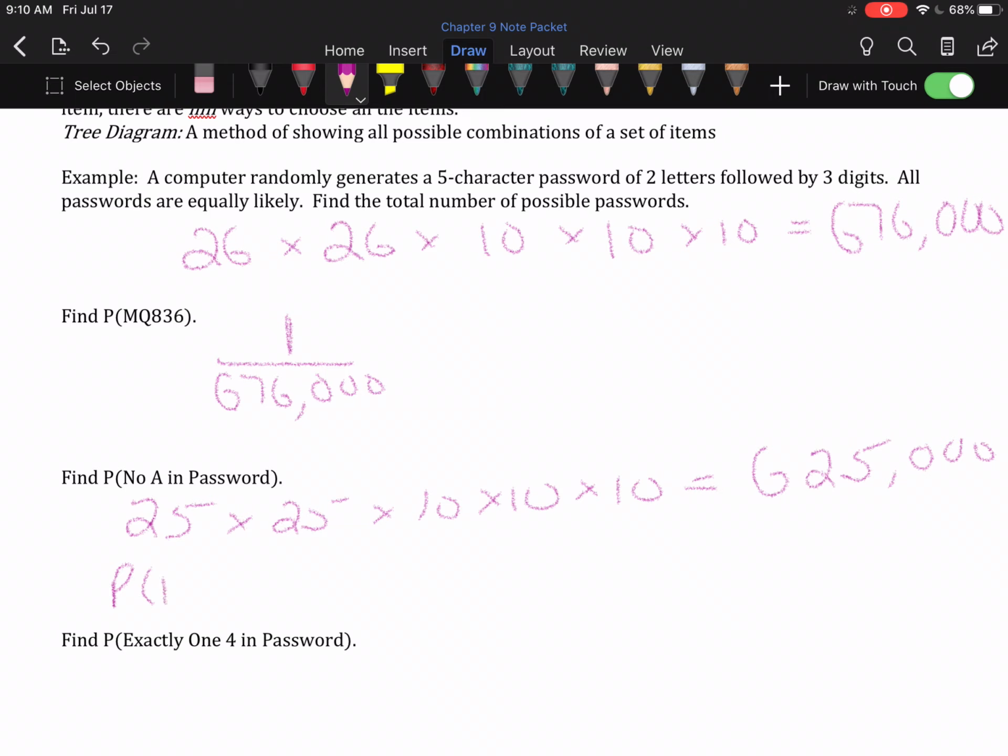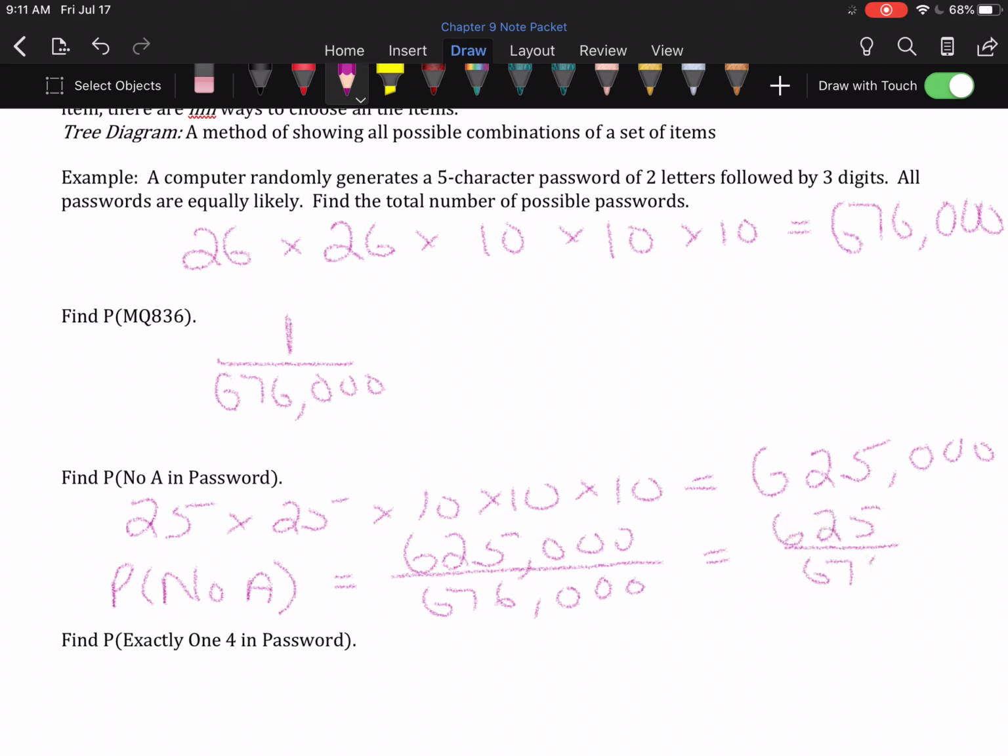So the probability of getting one of those is the 625,000 divided by the 676,000. Yes, you need to simplify this. The lucky thing is it only simplifies by knocking off all the zeros. It is 625 out of 676.